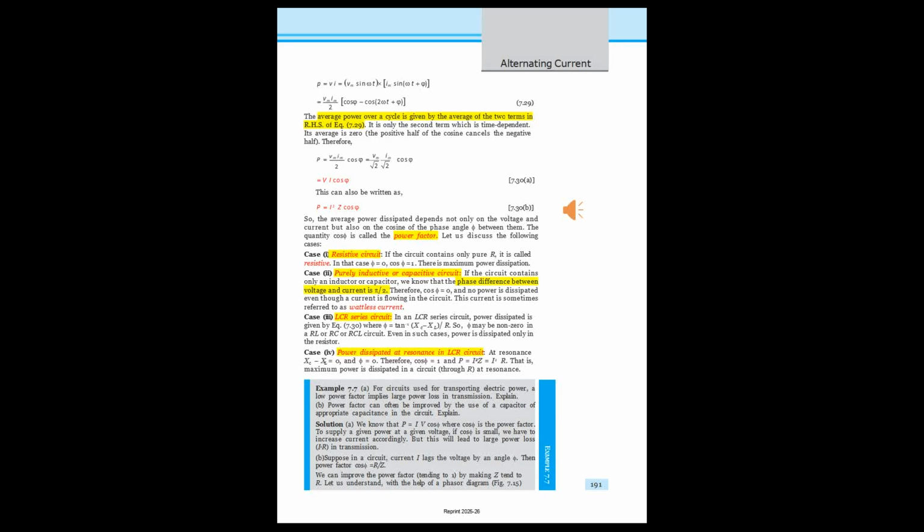The next case is the power dissipated at resonance in an LCR circuit. At resonance, Xc minus XL equals 0 and phi equals 0. Therefore, cos phi will be equal to 1 and P equals I square Z, that is, I square R. That is, maximum power is dissipated in a circuit through the resistance at resonance.